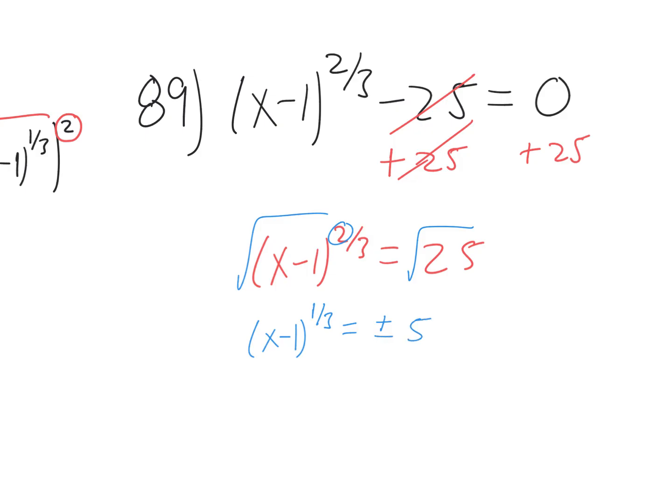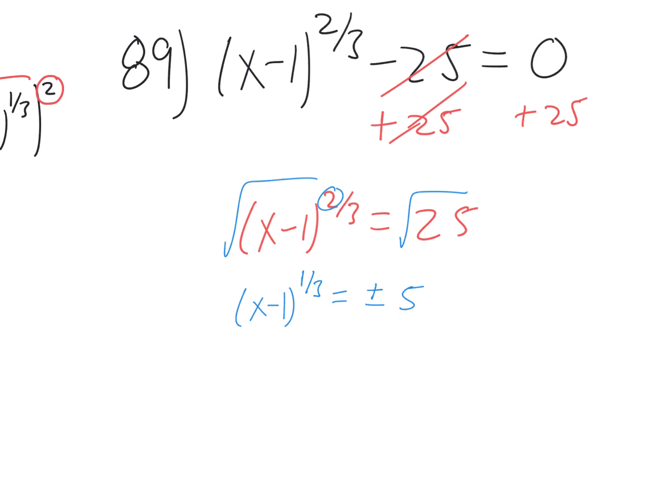Hopefully now that makes it a little more clear that there's two answers here, right? When you take the square root of a variable, then you have to put a plus minus. And now to get rid of this 1/3, I can raise both sides to the power of 3. I'm going to do that to the left and to the right, and that's going to cancel out over here, and then I get an x minus 1.